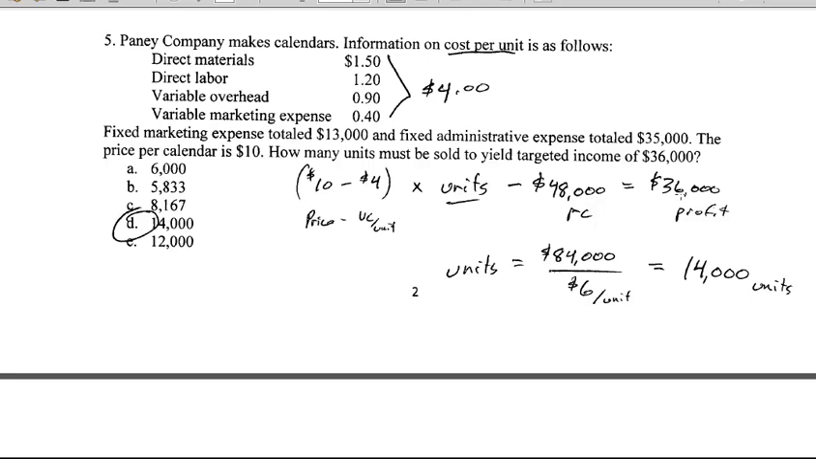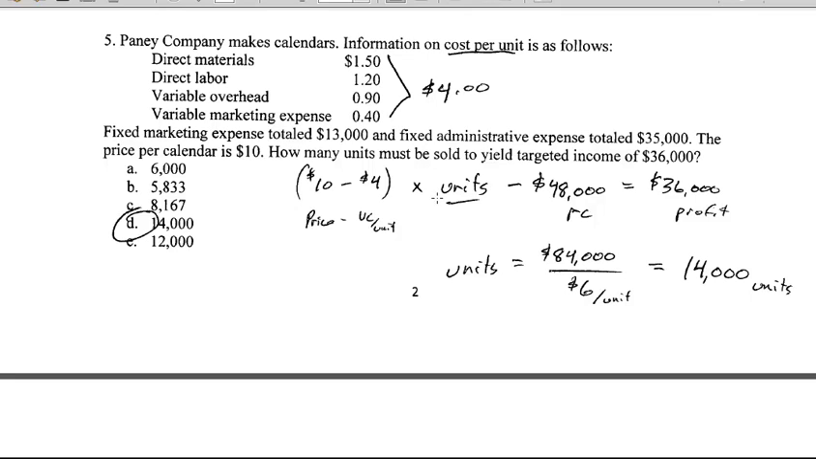So this question is coming from the cost volume profit analysis chapter. Remember, to calculate that, you're basically doing sales minus variable cost minus fixed cost equals the profit. So you're filling in everything that you know. What you know for the sales price is that it's $10 a unit. What you know for the variable cost per unit is that it's $4 a unit. So your contribution margin is $6 a unit. You don't know how many units, that's what you're looking for.